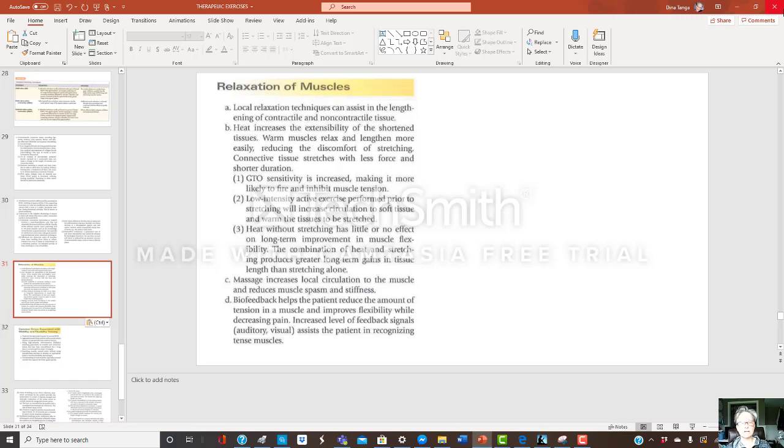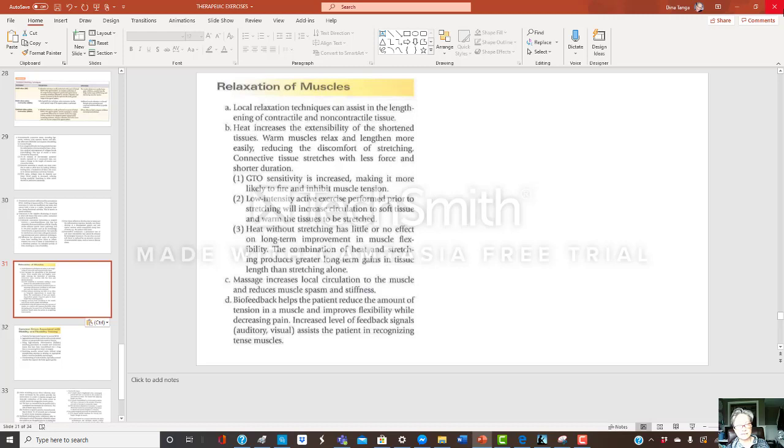Low-intensity active exercise performed prior to stretching will increase circulation to the soft tissue and warm the tissues to be stretched. Heat without stretching has little or no effect on long-term improvement in muscle flexibility. The combination of heat and stretching produces greater long-term gains in tissue length than stretching alone.